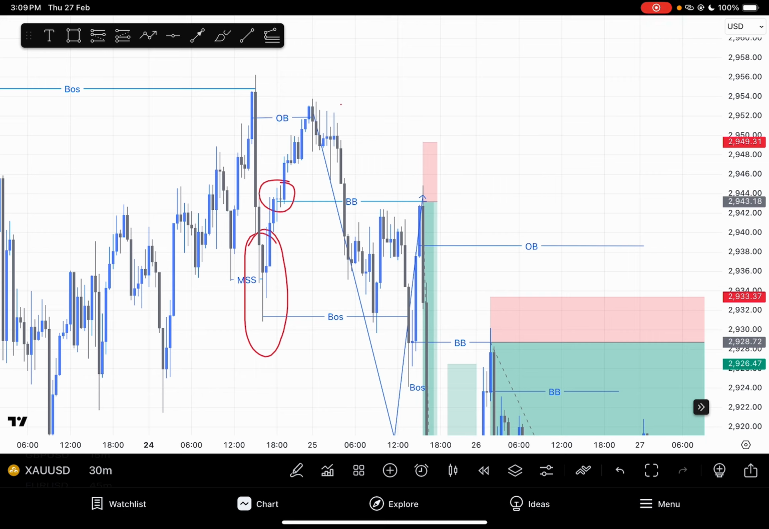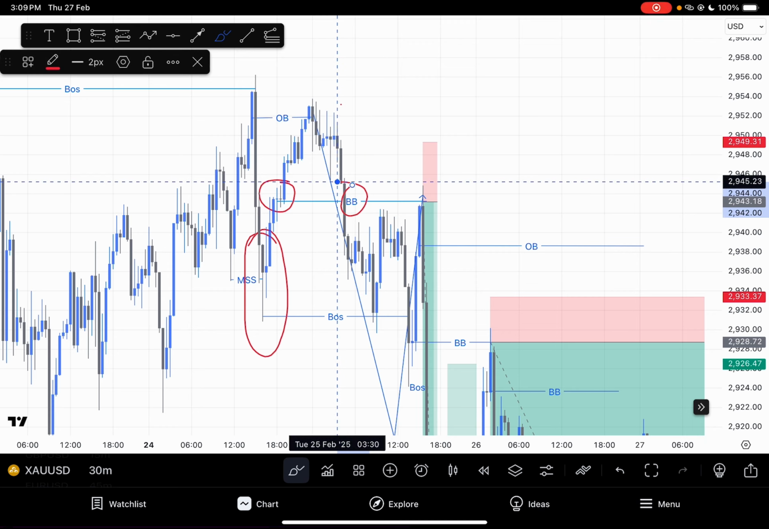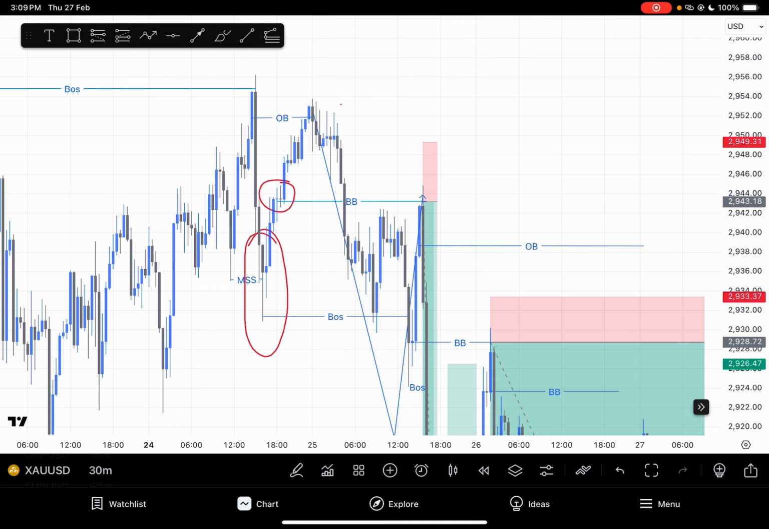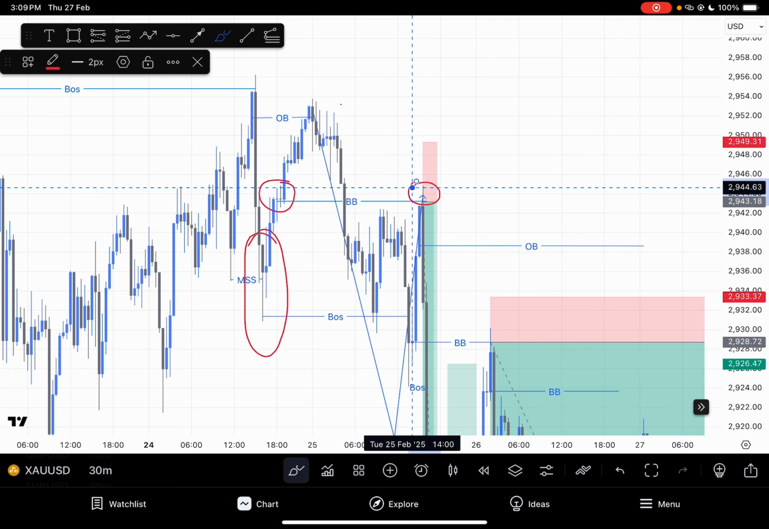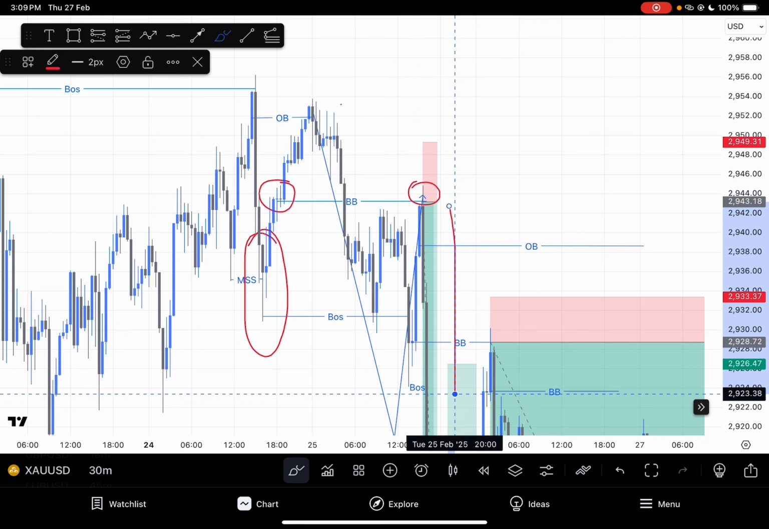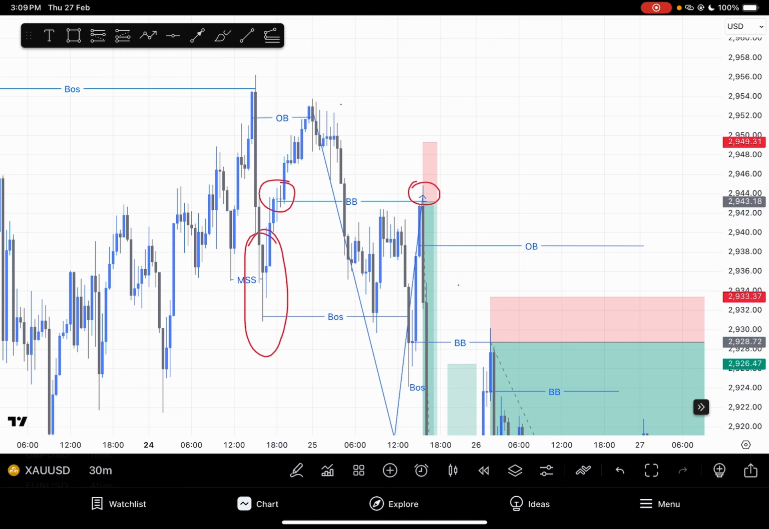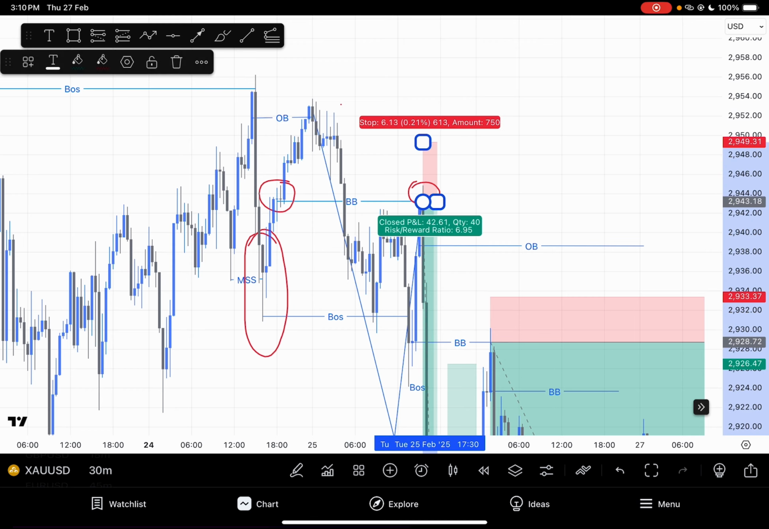You see I always use the body of the candle. I don't use the wick of the candle. I mark the body of the candle, then I draw it to the right side. I indicated that as the BB, meaning breaker block. So I drew that to the left side. And you see, immediately price came and tapped into the breaker block, it distributed down to create another break of structure.